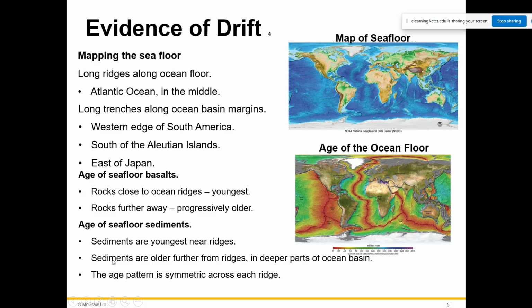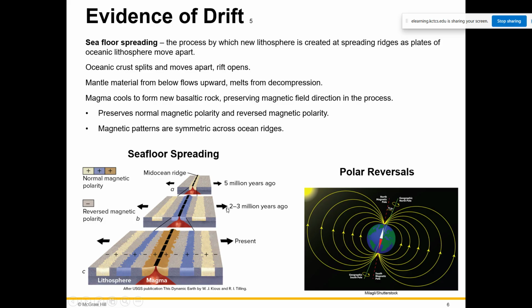And same thing with the sediments. The sediments are also youngest near the ridges. So it goes young to old as you get towards the continent everywhere you go. Not only does it go young to old, they were able to see these patterns in the magnetic material.